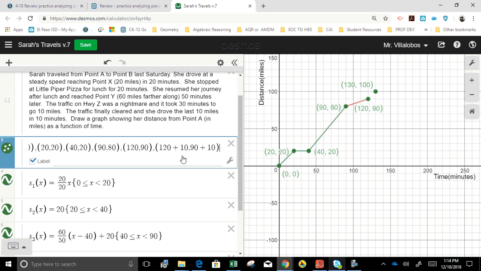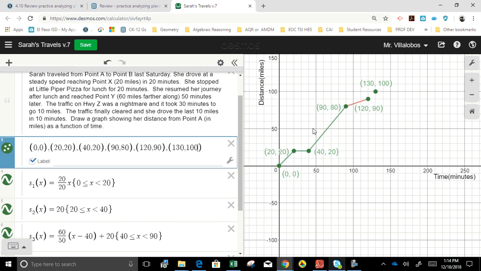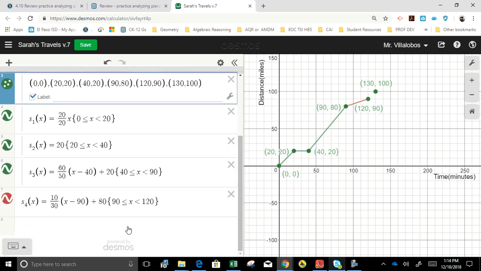So what is that? That's 130 and 100. So how far did she travel? She traveled 130 miles in how many minutes? In 100 minutes. So an hour and 40 minutes. So we got to go back over here and write the last part down.